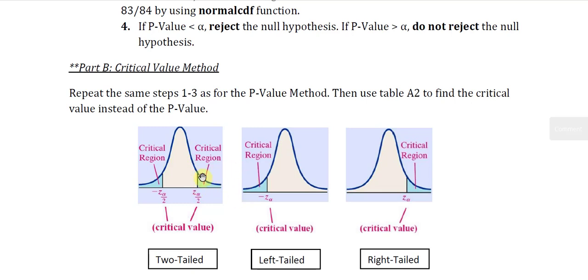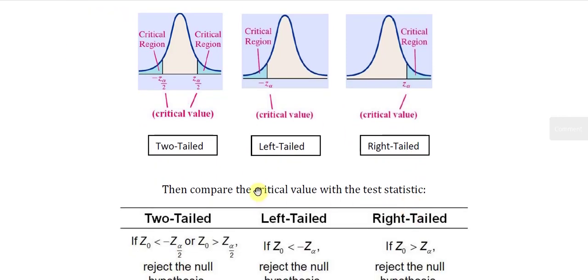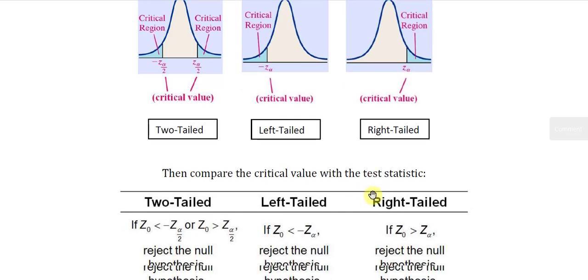Alpha over 2 for the right, and then another alpha over 2 for the left. So together, alpha over 2 and alpha over 2 give you 1 alpha. Two tails: left tail and right tail. And then we compare the critical value to the test statistic.